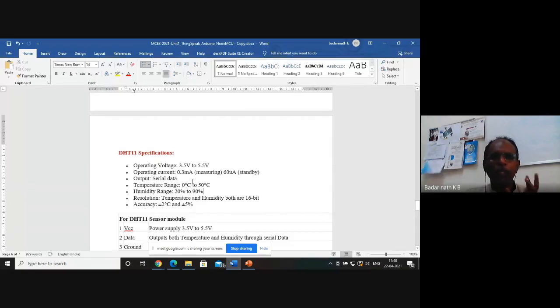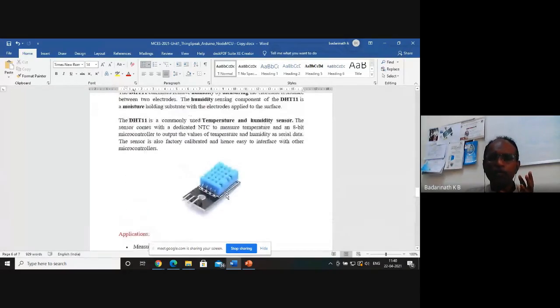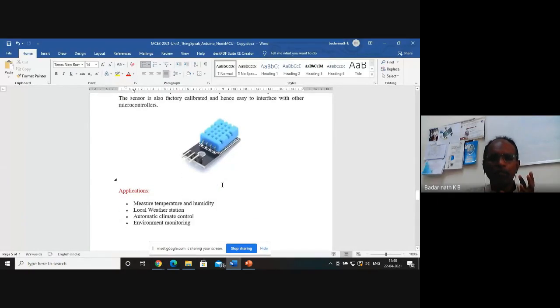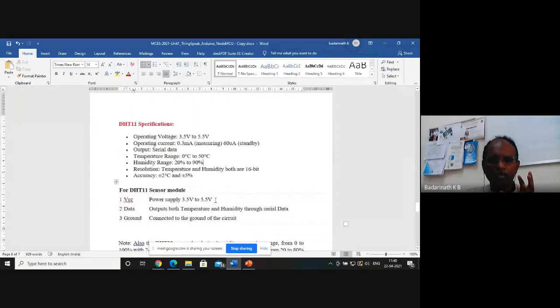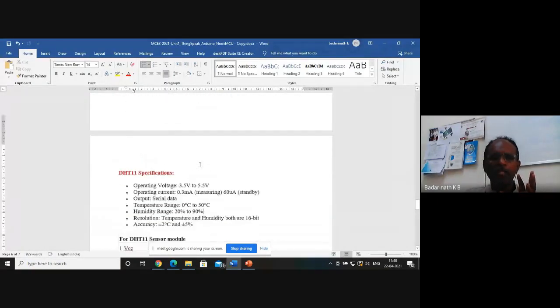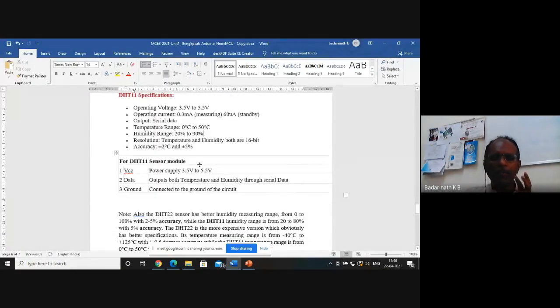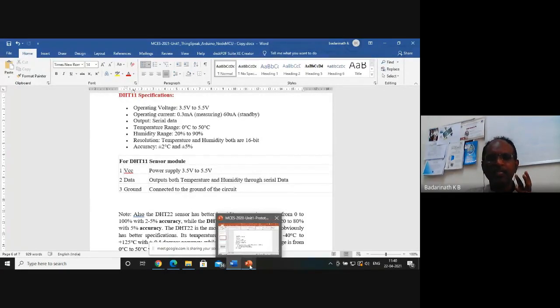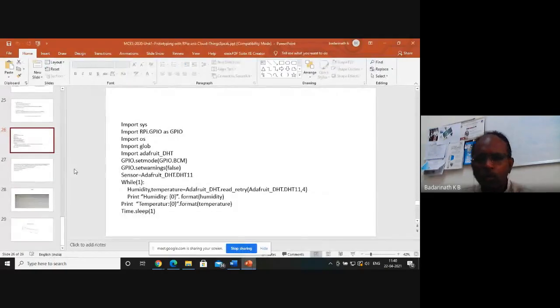So now we have understood how it is built inside: a capacitor and a thermistor are used. We have understood the number of pins provided. We also understood the specification of this sensor. Now let's go to interfacing this sensor to the RPi, and then we will understand what protocol is required for that. Whenever I want to connect this to an RPi, what do I require?